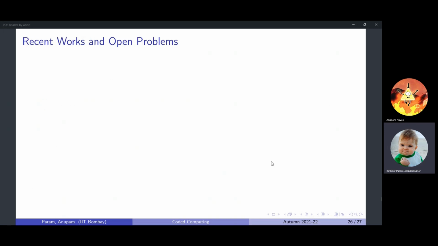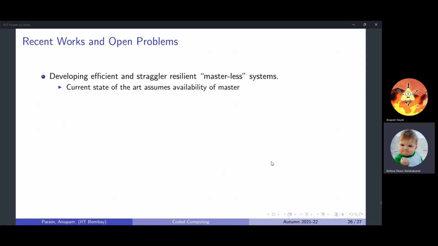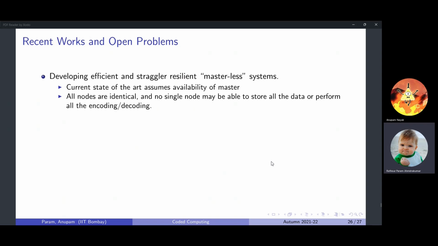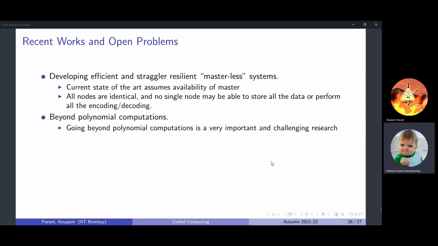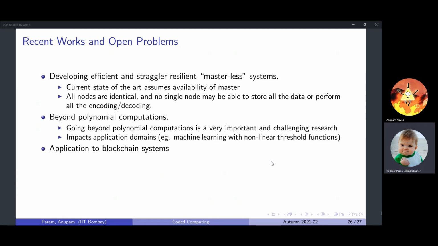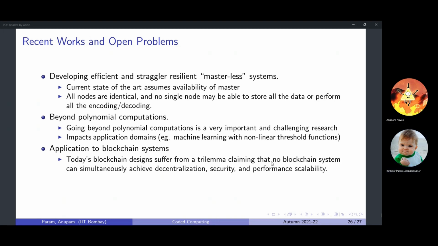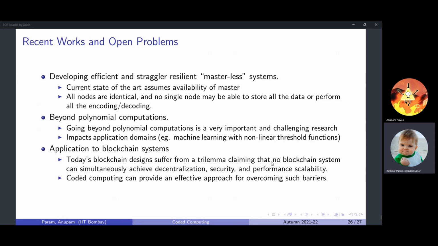Now we can discuss some open problems. For example, if we want to not have a master, what happens then? And suppose we want to do even more than polynomial computations. This is very important in machine learning, and also in blockchain. In blockchain systems, we have this dilemma of decentralization, security, and performance scalability. That also can be addressed using this coded computing research.